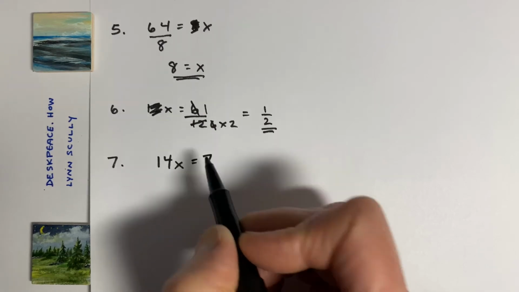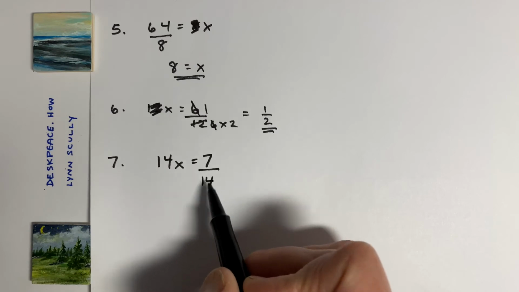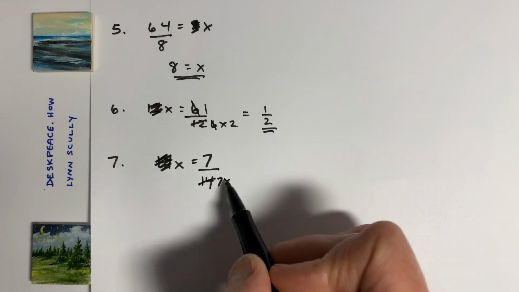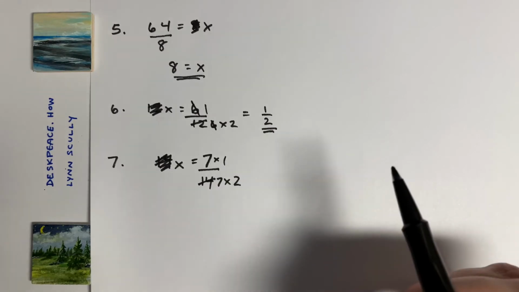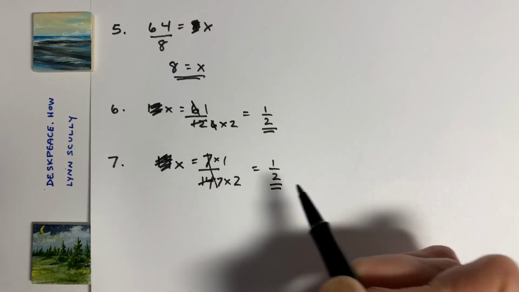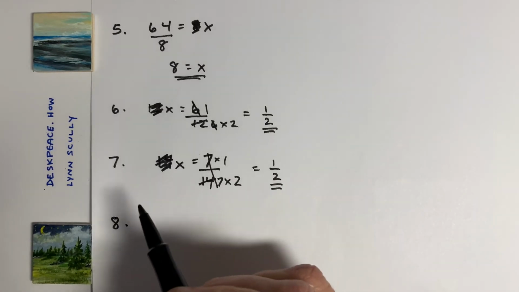Number 7. 14x equals 7. I want to get the x alone. 14 is attached by multiply. Move it by divide to the other side of the equal sign. 14 is 7 times 2. This is really times 1. 7's go away. I get 1/2. X is 1/2.